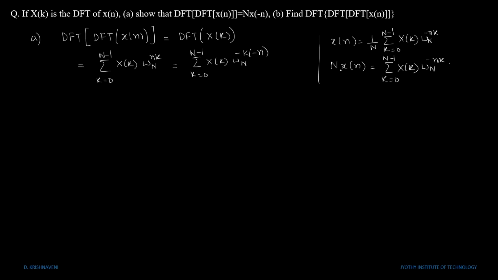Now when I compare with the formula, these two will compare. Summation k is equal to 0 to n minus 1 X of k W n to the power of minus nk, here W n to the power of minus k into minus n. That means instead of n here minus n is there. So this I can write as n x of minus n. See, if minus nk is there, this is n x of n. But in this formula, W n to the power of minus k into minus n is there. So instead of n, we are writing minus n. That is the first part.